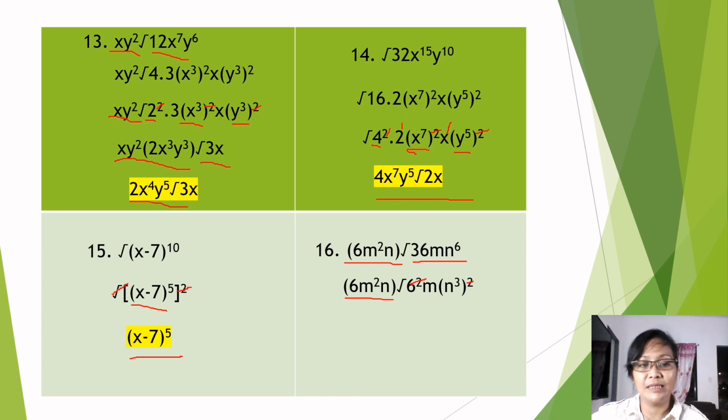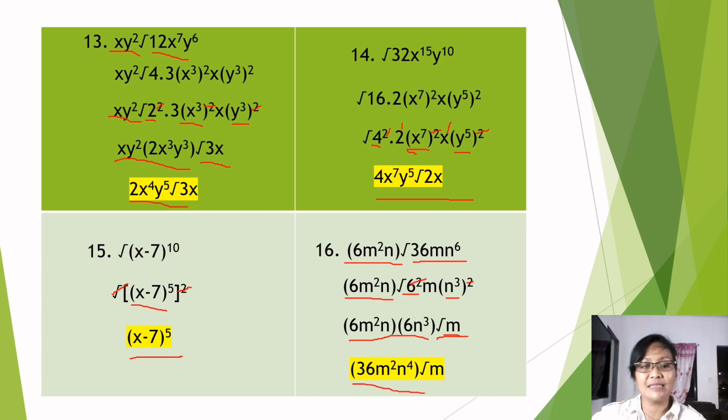times the perfect root, 6 n cubed, and the non-perfect root, square root of m. So we have 6 times 6, 36, m squared, just copy because there's no m here. And then n times n cubed, we have n, then add the exponent, 3 plus 1, 4. And then our radicand, we have square root of m. Therefore, our final answer is 36m squared n to the 4th power square root of m.